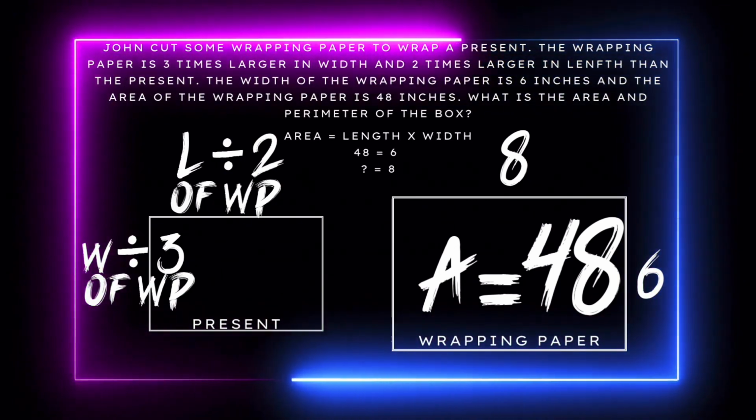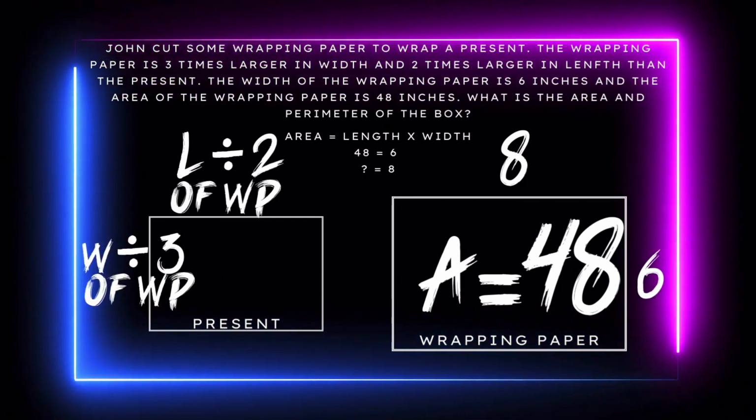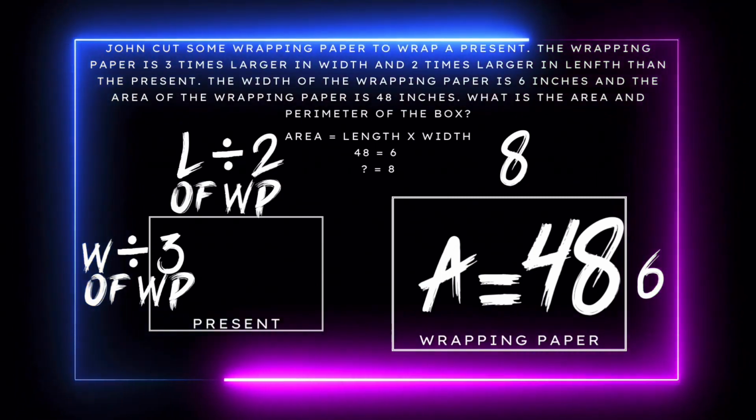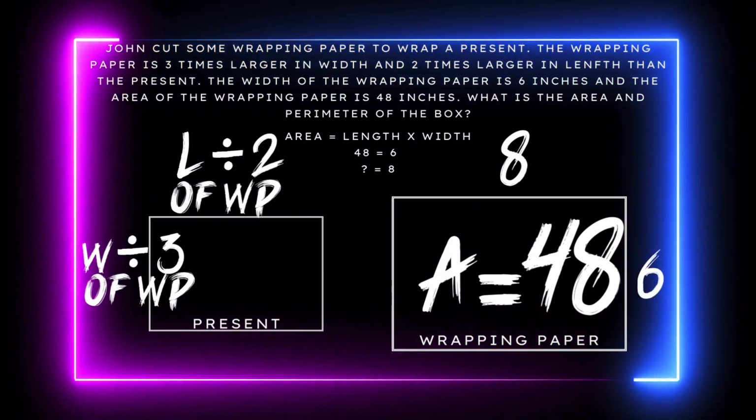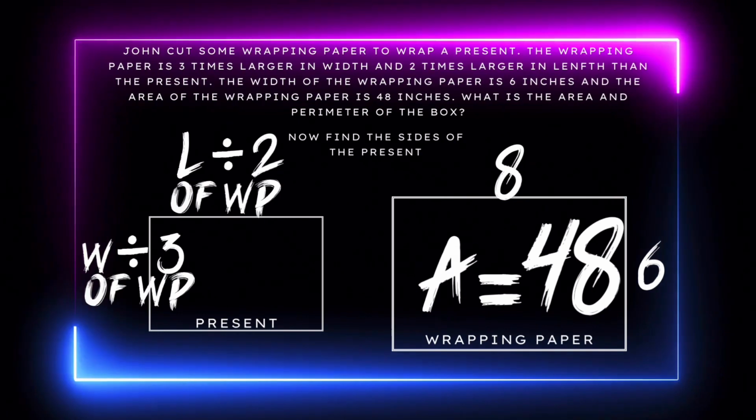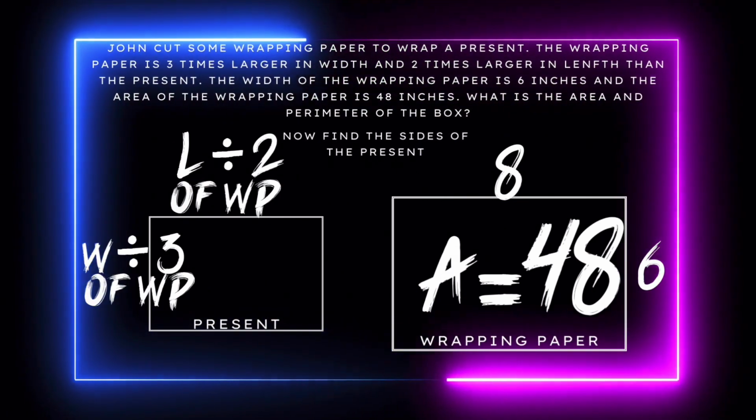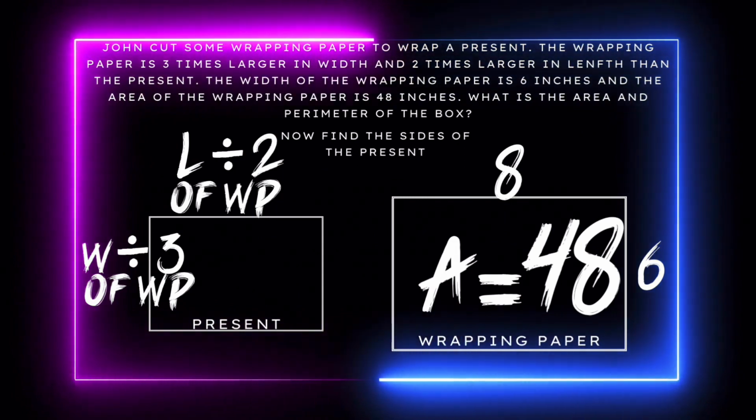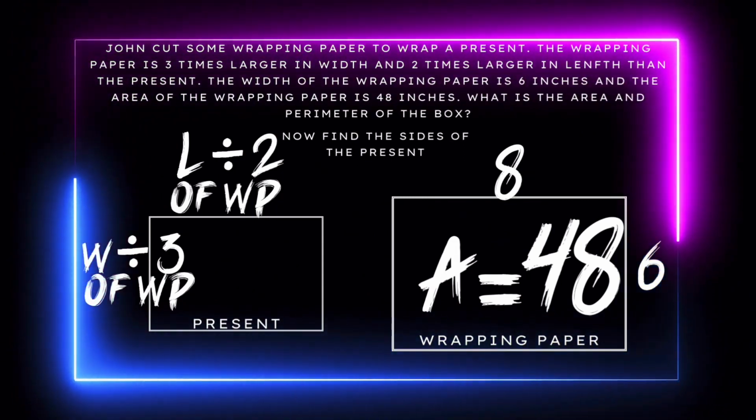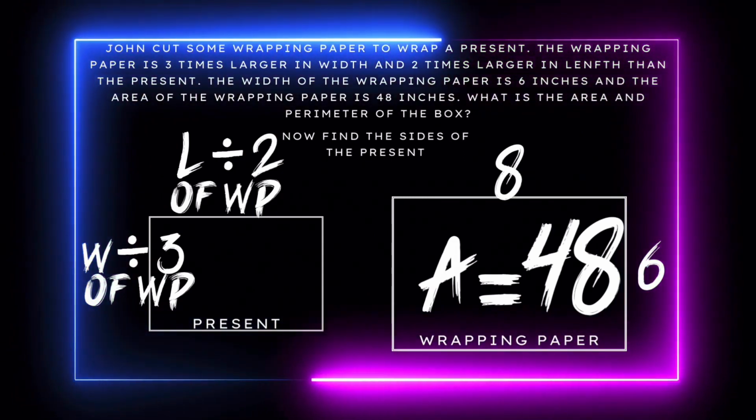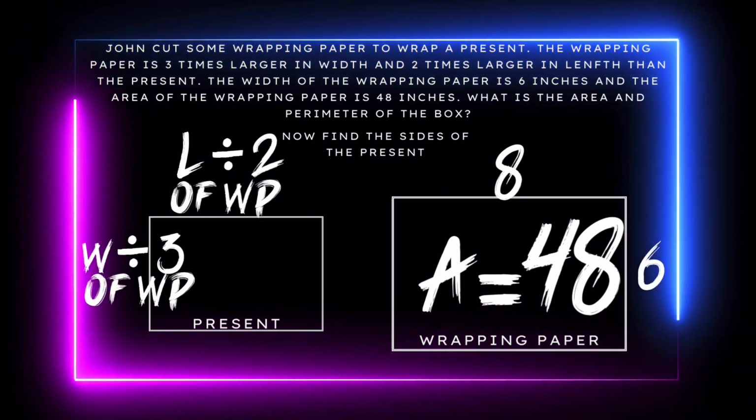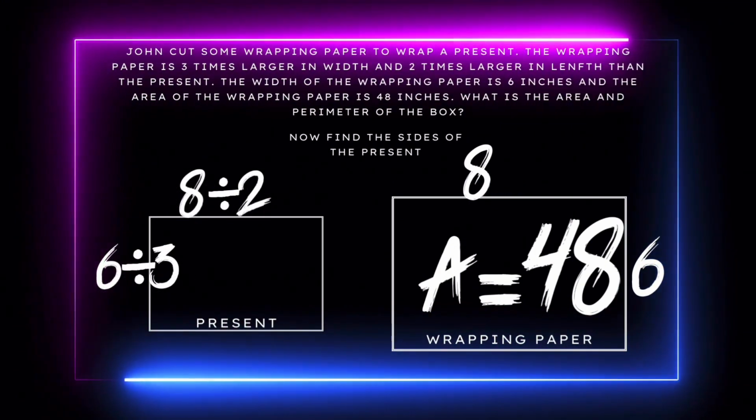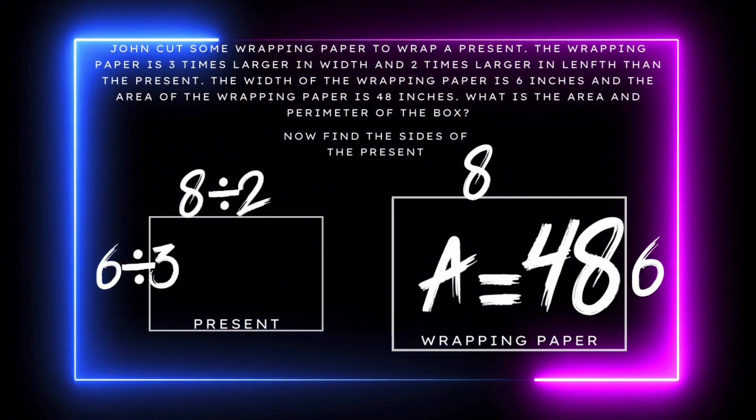We have it all set, and now we can solve the sides of the wrapping paper. So we know that the length divided by 2 of the wrapping paper is going to be the present. And the width divided by 3 of the wrapping paper is going to be the present. So 6 divided by 3 is going to be the side, and 8 divided by 2 is going to be a side.